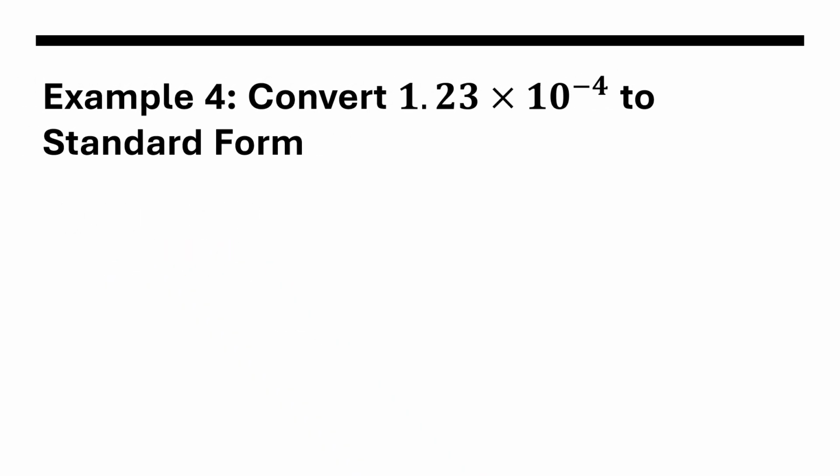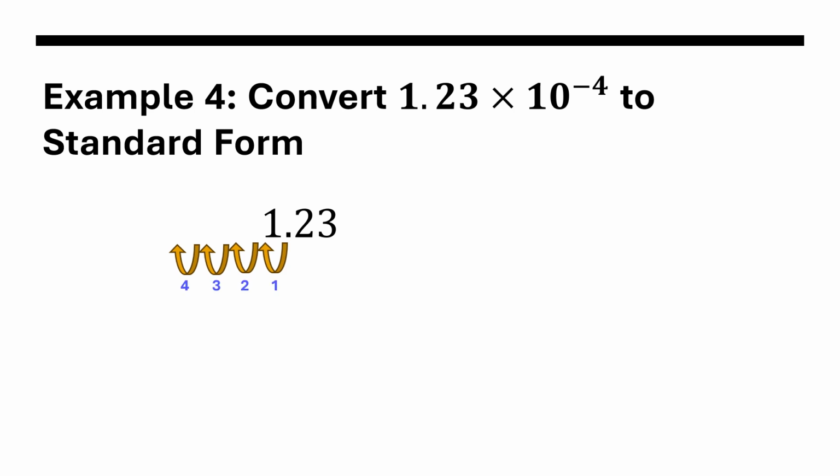Let's have this example. 1.23 times 10 raised to negative 4 to standard form. So right now the number 1.23, move the decimal point based on the exponent. So it's 4. Disregard the sign. However, the sign would give you the direction. If it's negative, it's going to the left.